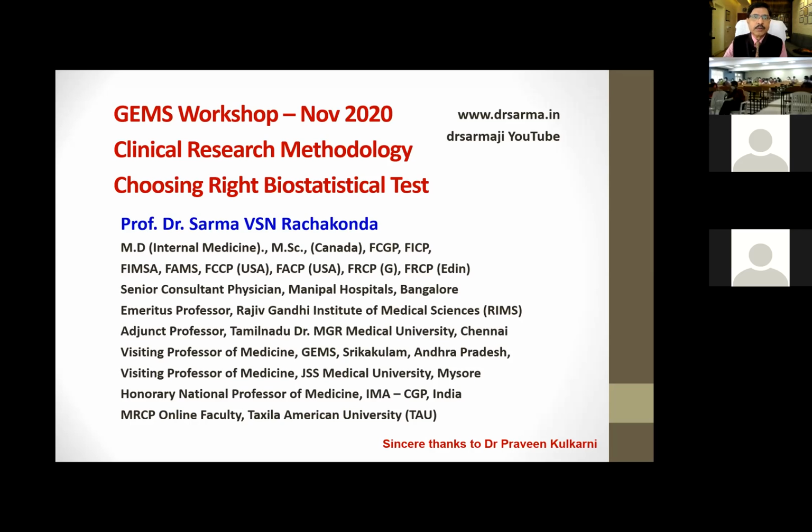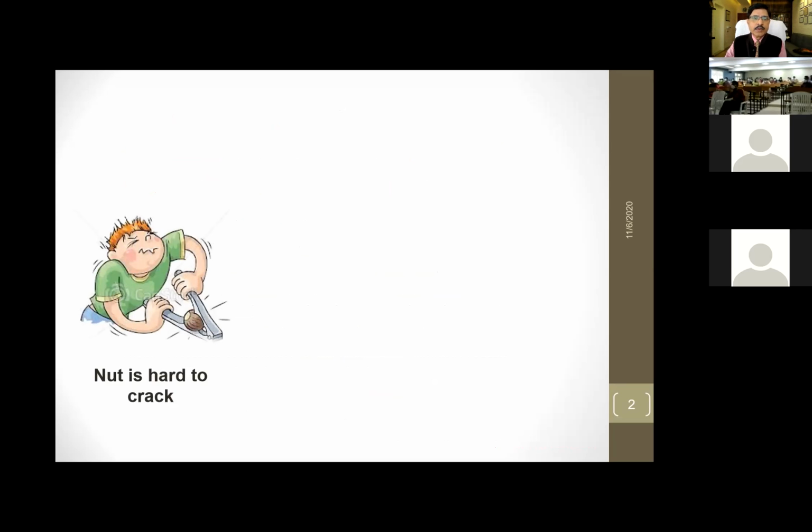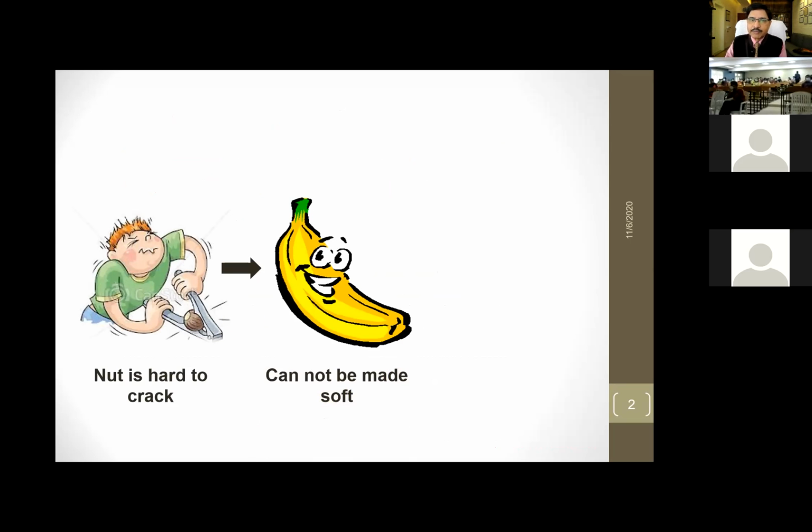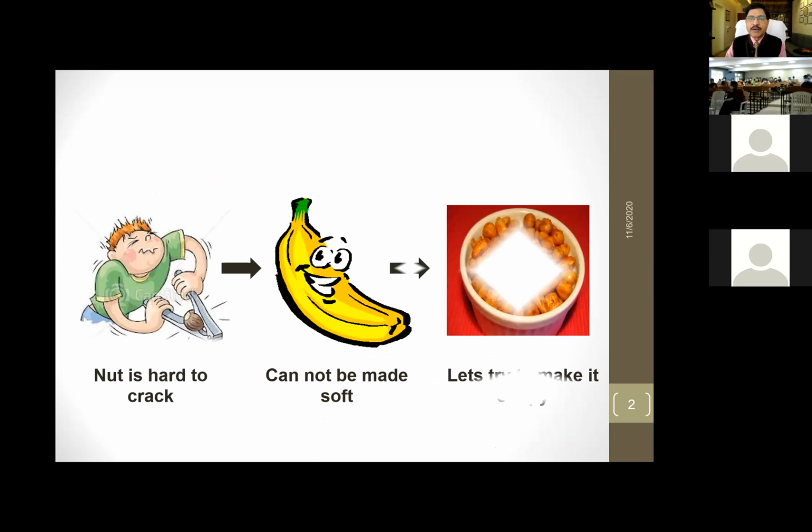Okay, so what we are going to do is choosing the right biostatistical test. Okay. So it is a hard nut to crack. Statistics itself is hard. That is why you came here. If you liked mathematics, you would have been an engineer or a mathematician. Since you don't like it much, you have come here, which is a hard nut to crack. But I can make it a banana, of course. It's not that easy, but I can make it very crispy for you. Let us try and make it very crispy, like what you see here. All of your mouths must be watering looking at that crispy stuff there.